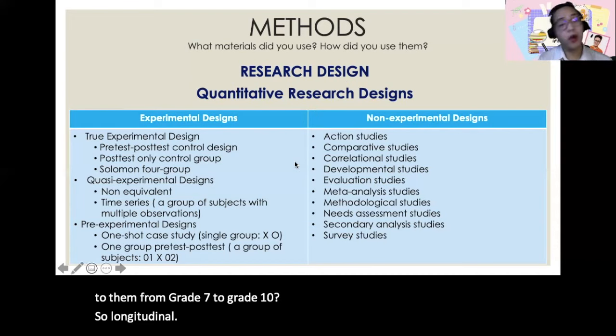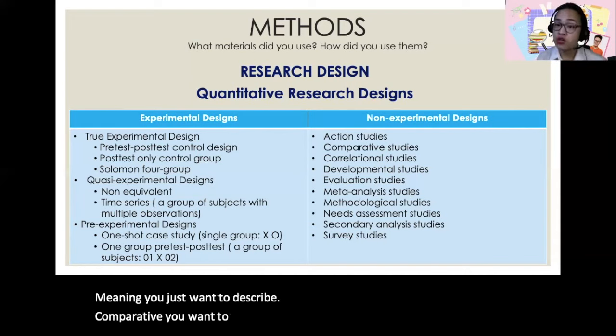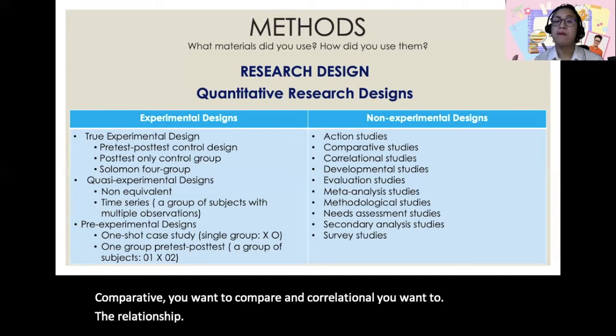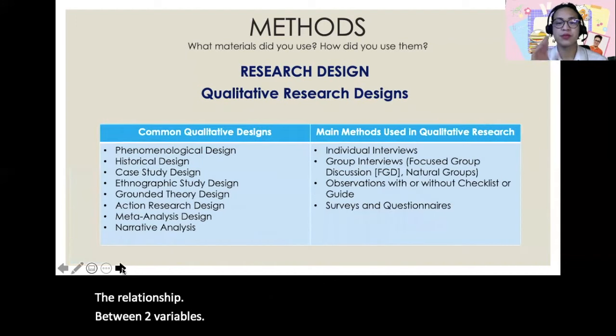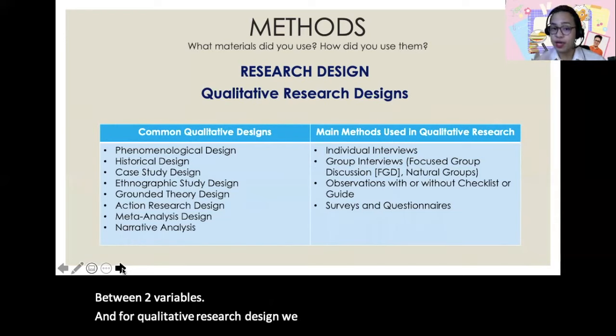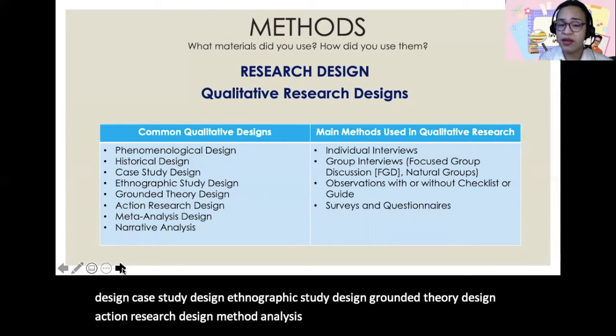In terms of purpose, we do have here descriptive, meaning you just want to describe. Comparative, you want to compare. And correlational, you want to see the relationships between two variables. And for qualitative research design, we have phenomenological design, historical design, case study design, ethnographic study design, grounded theory design, action research design, meta-analysis design, and narrative analysis.